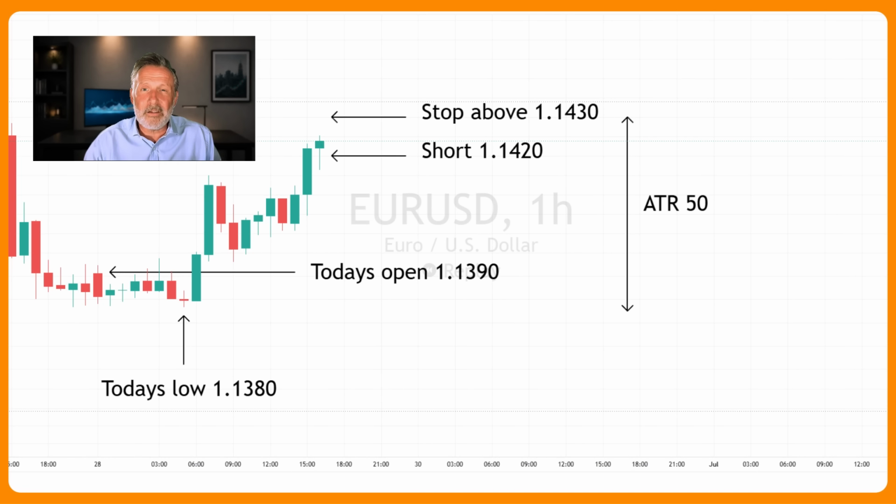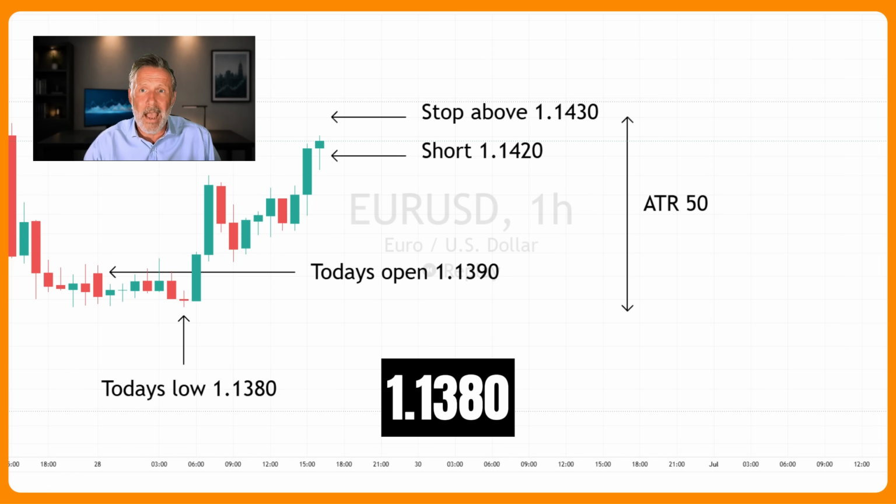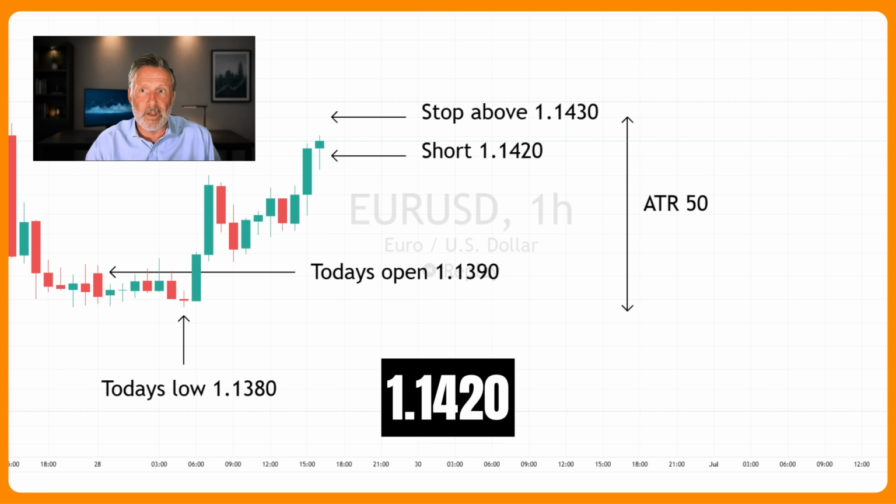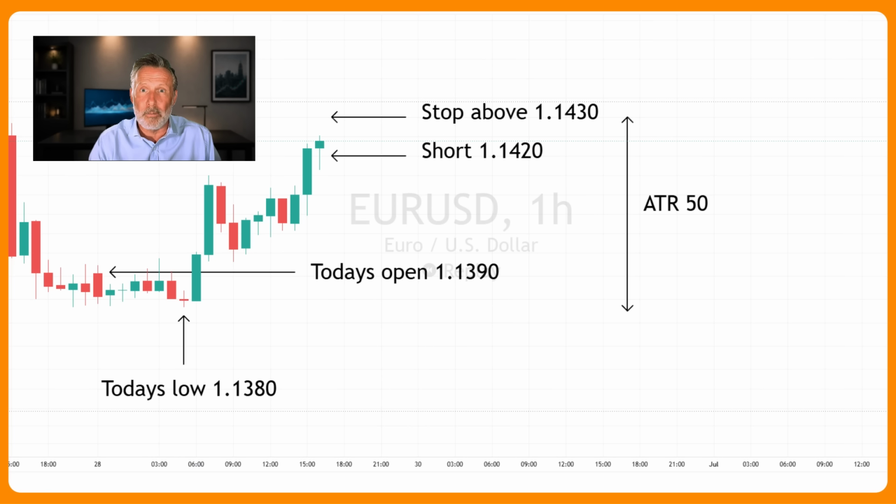The euro against the US dollar opens at 1.1390 and it posts a low of 1.1380. It moves higher to 1.1420 where you decide to sell. The ATR is 50 in this case. Using the average true range as a stop loss, you would place yours above 1.1430, 50 pips above the daily low. This takes into account the current average true range.